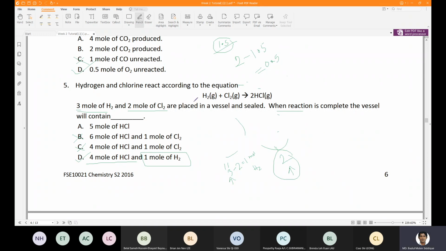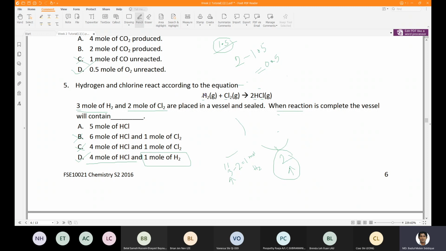And I have this equation in front of me. When I look at the equation, the first thing I check is whether the reaction is balanced. I see that the reaction is balanced: 2 hydrogen here, 2 chlorine here, 2 hydrogen here, 2 chlorine here, on both sides. So the reaction is balanced.